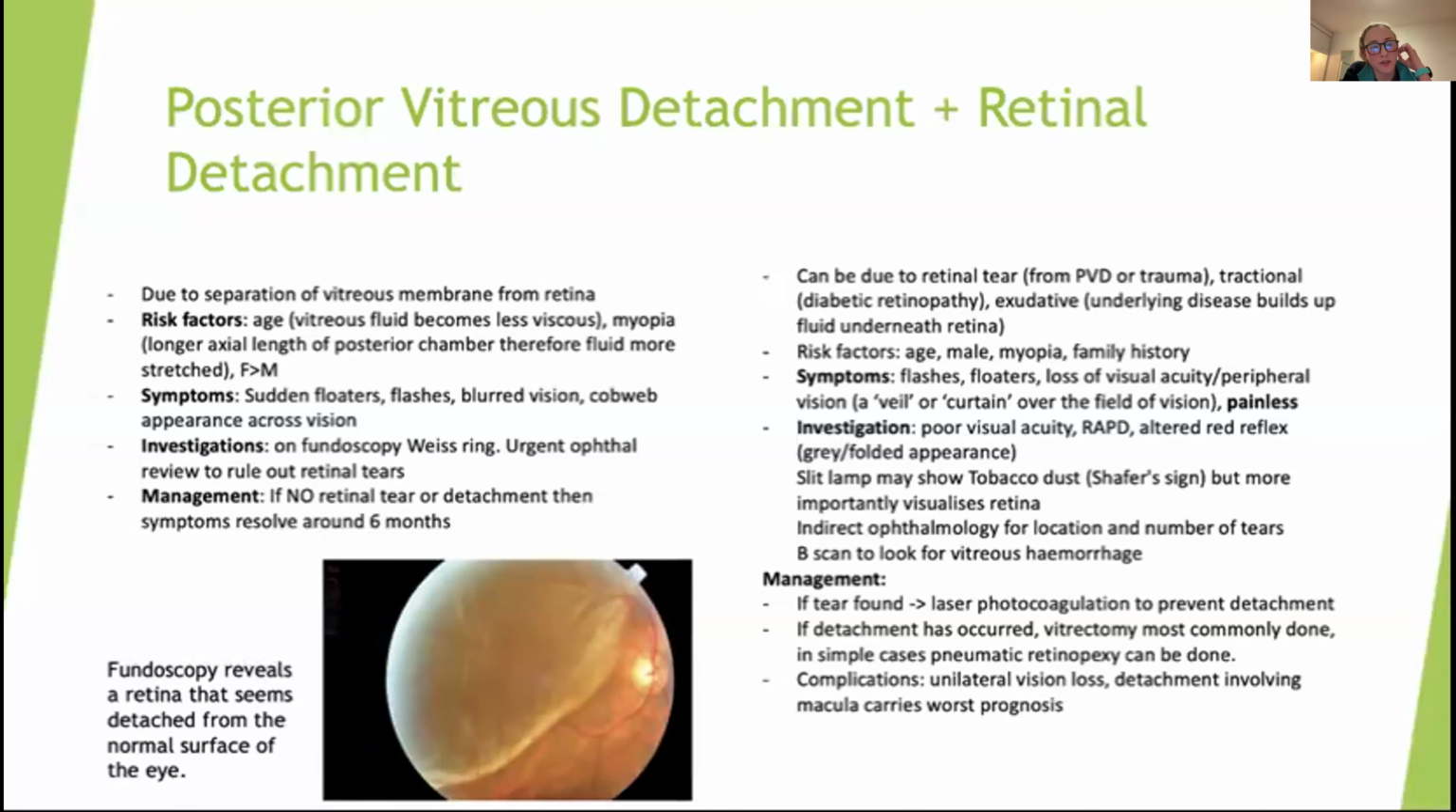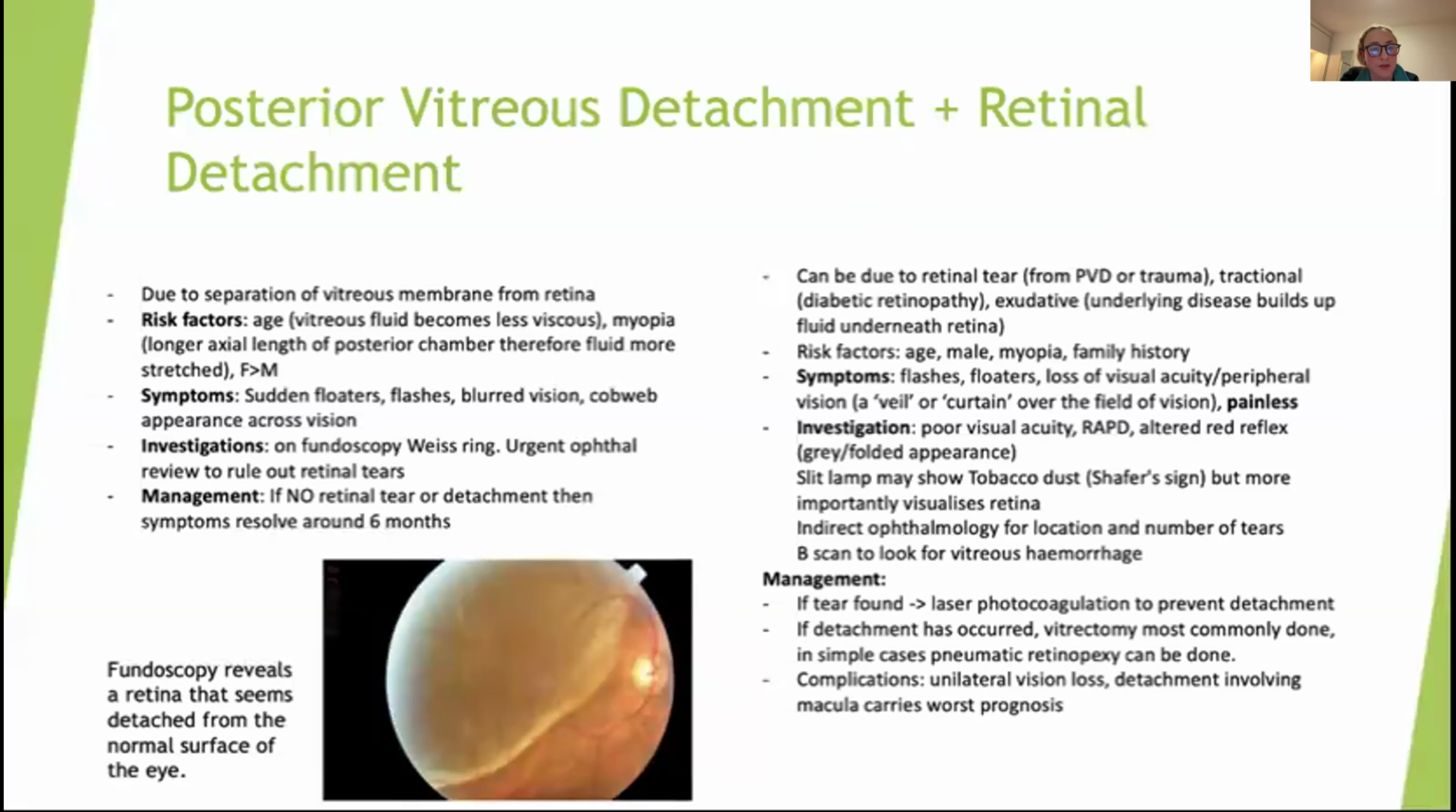And when you look at the fundoscopy, the picture below is of retinal detachment, but on fundoscopy, the classical sign is a Weiss ring. And posterior vitreous detachment can progress to retinal detachment. So it's really key that you have an urgent ophthal review to rule out any retinal tears that may lead to a retinal detachment. But if there's no retinal tear or detachment, then symptoms tend to resolve at around 6 months.